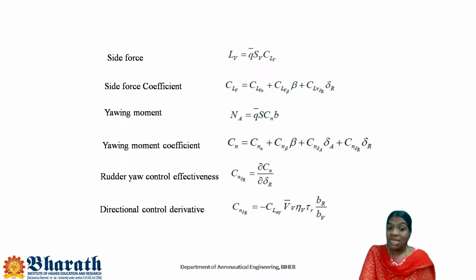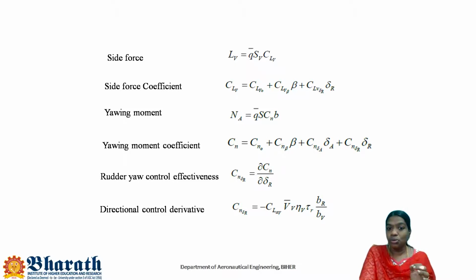So what is Cn delta R? Cn delta R is the aircraft yawing moment coefficient due to the rudder deflection derivative. You can call that rudder yaw control power. It can also be termed as rudder yaw control effectiveness. And it is actually measured by the rate of change of yawing moment with respect to the rudder deflection angle. So in the non-dimensional form, you can represent Cn delta R as dou Cn by dou delta R.